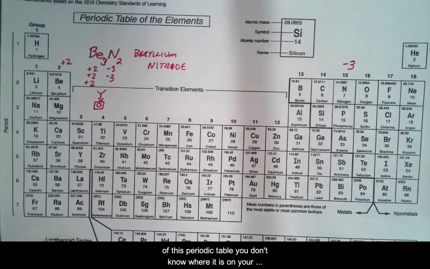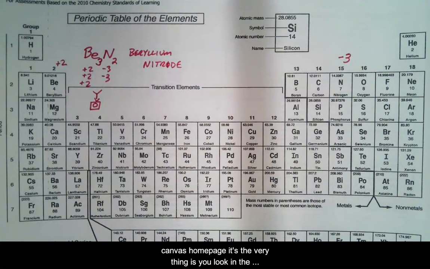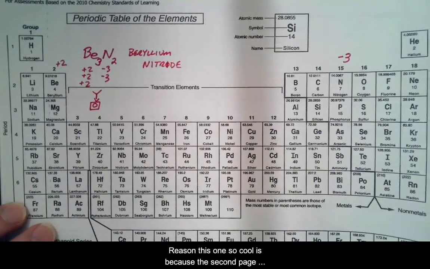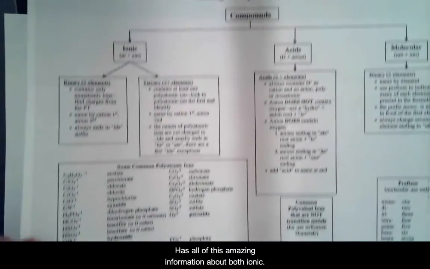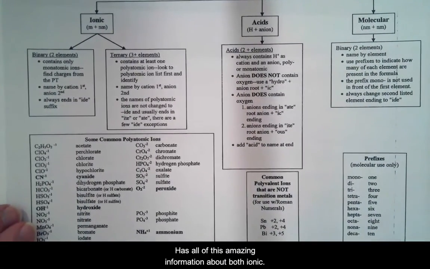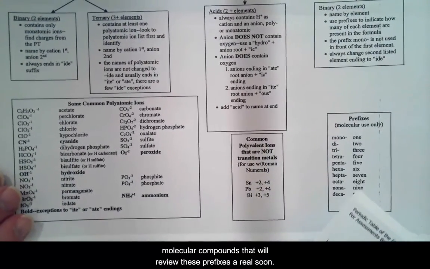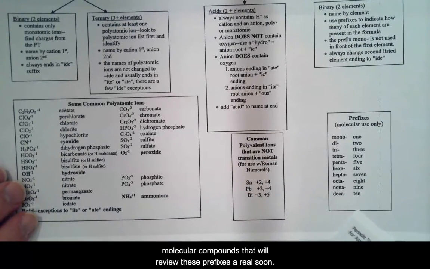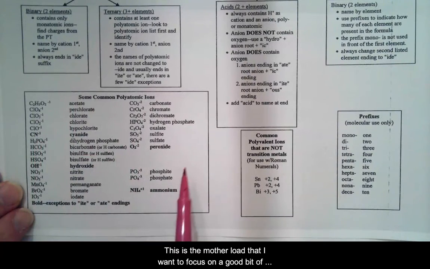But the beauty of this periodic table, if you don't know where I got this particular periodic table from, it is on your Canvas homepage. As you look in the calendar, it's probably in the middle of November, and it says, periodic table, print this out. The reason this one's so cool is because the second page, which is upside down, has all of this amazing information about ionic, acidic, and molecular compounds. Now, we're currently talking about molecular compounds, and we'll review these prefixes real soon. But this is the mother lode that I want to focus on a good bit of time today.